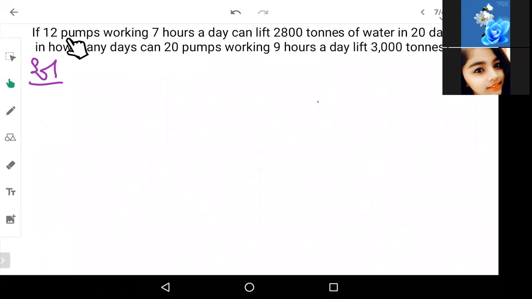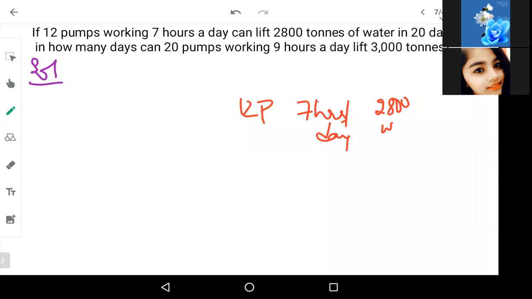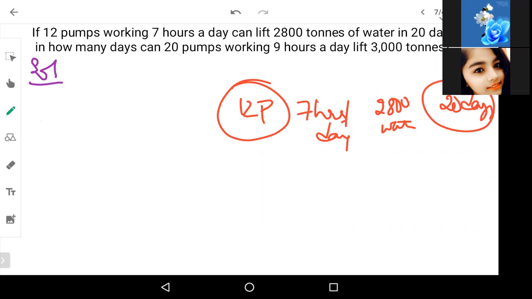If 12 pumps working 7 hours a day can lift 2,800 tons of water in 20 days. See, there's a lot of information given here. They have given us 12 pumps, 7 hours it will work for 1 day, and it can lift 2,800 tons of water in 20 days. So what is important here is 12 pumps, and what is the question? Days. These two are important things.